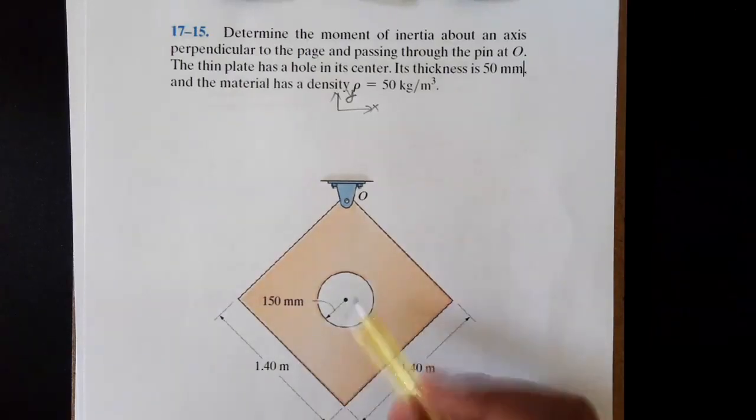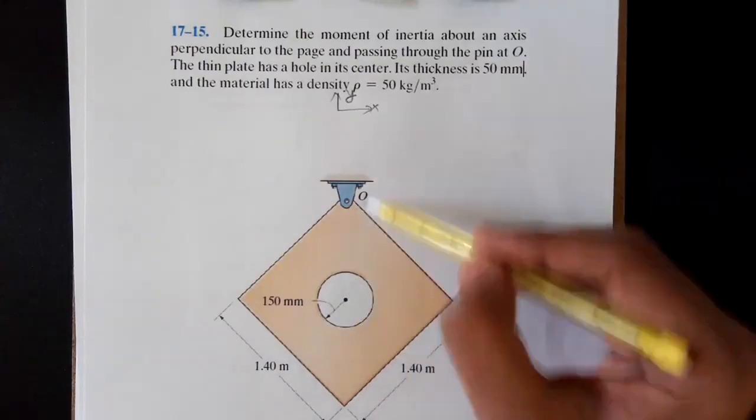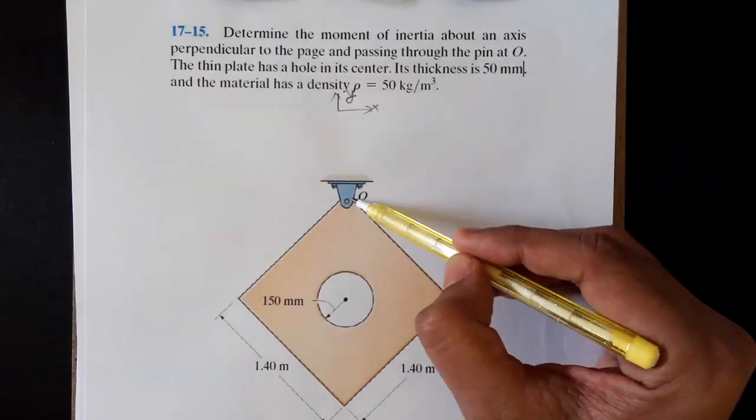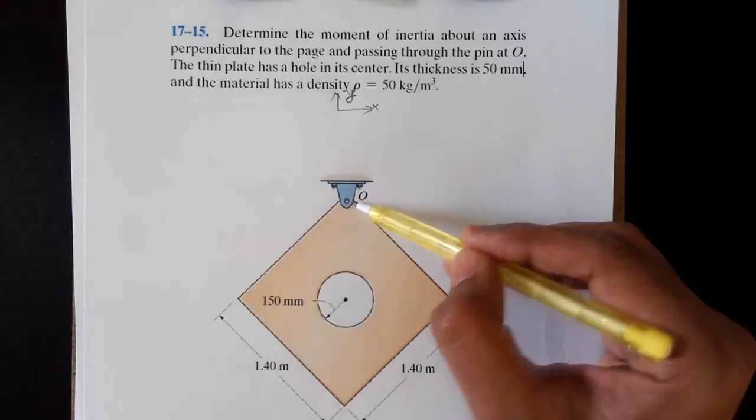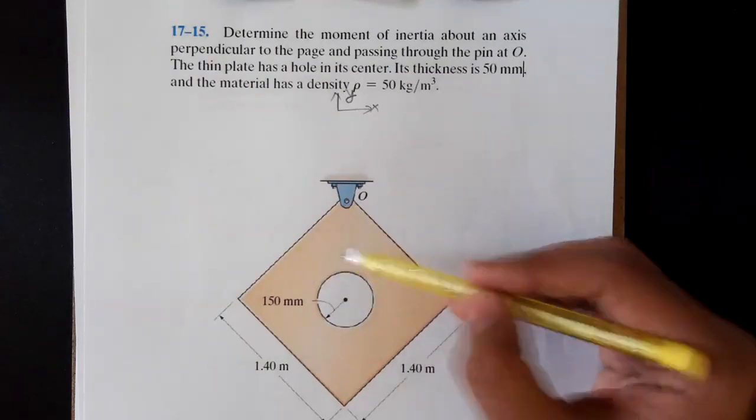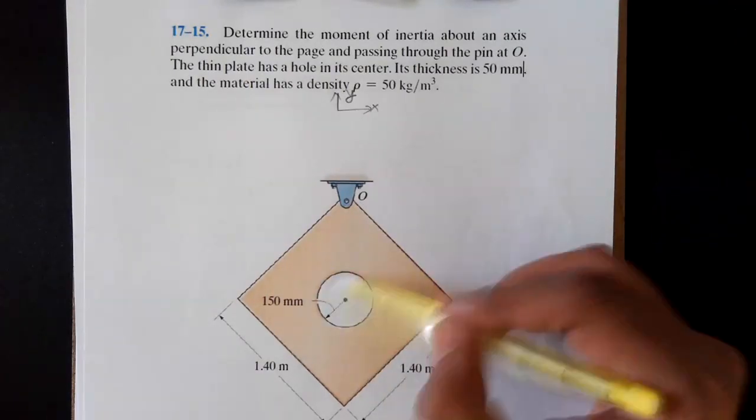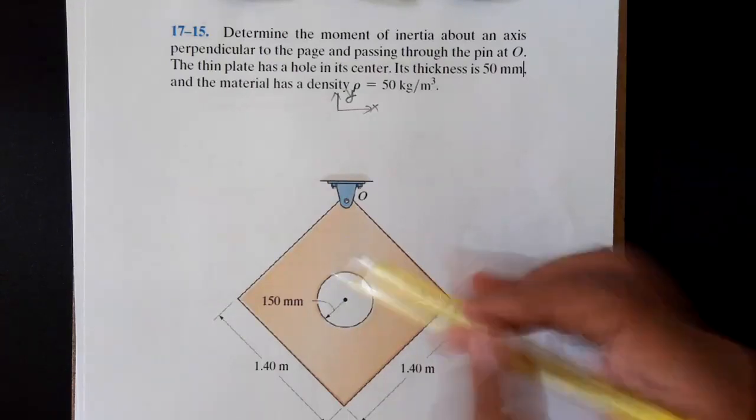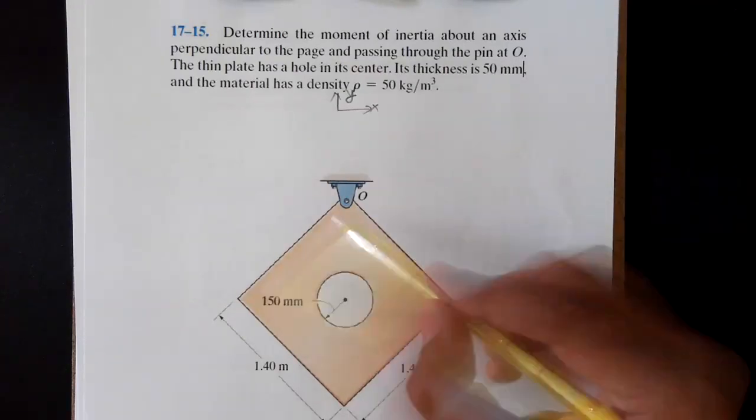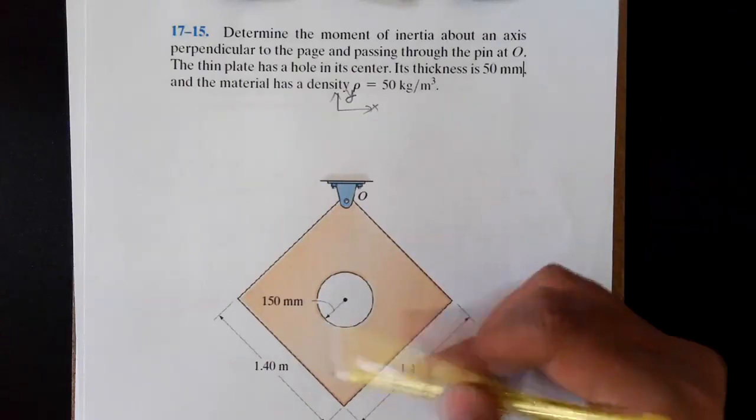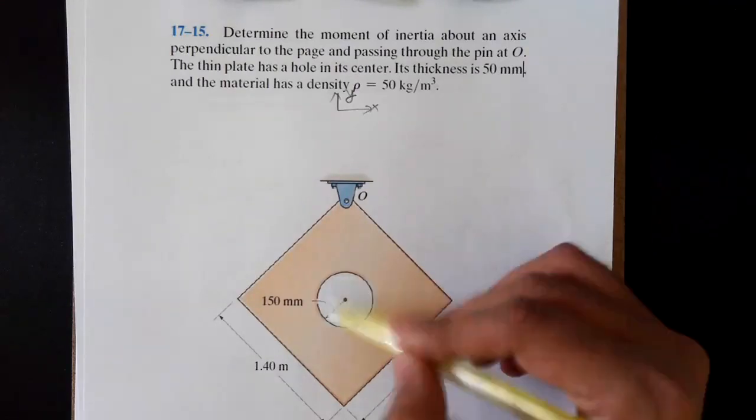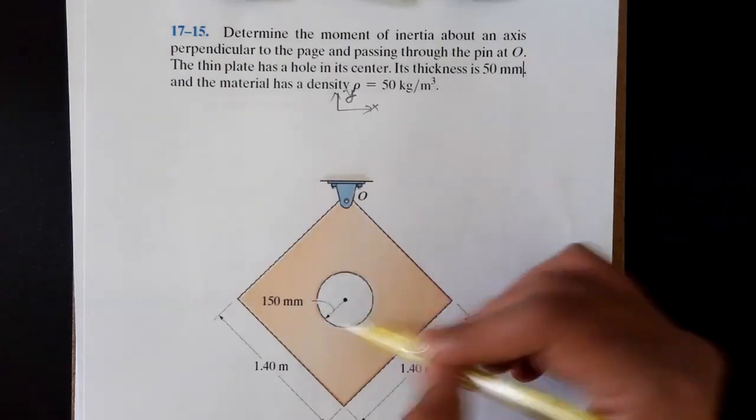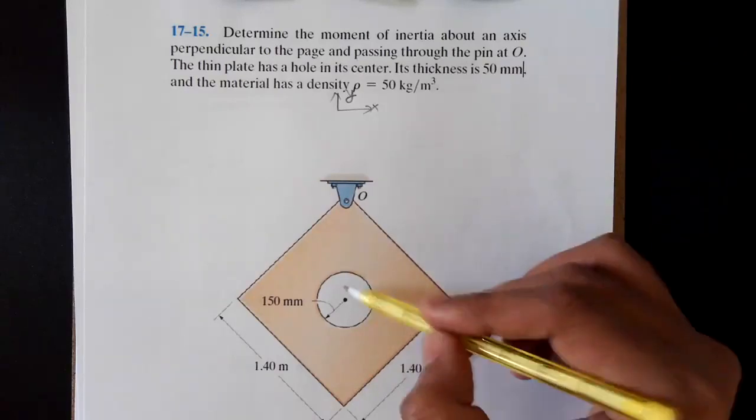We need to calculate the moment of inertia of a square plate with a hole at the center when it's being rotated about point O. We apply a similar approach to the previous problem: this is a composite rigid body with two different shapes, a square and a circular hole. So we need to calculate the moment of inertia of the square, and then subtract the moment of inertia of a thin cylinder. We can replace this circular hole by a thin circular plate.